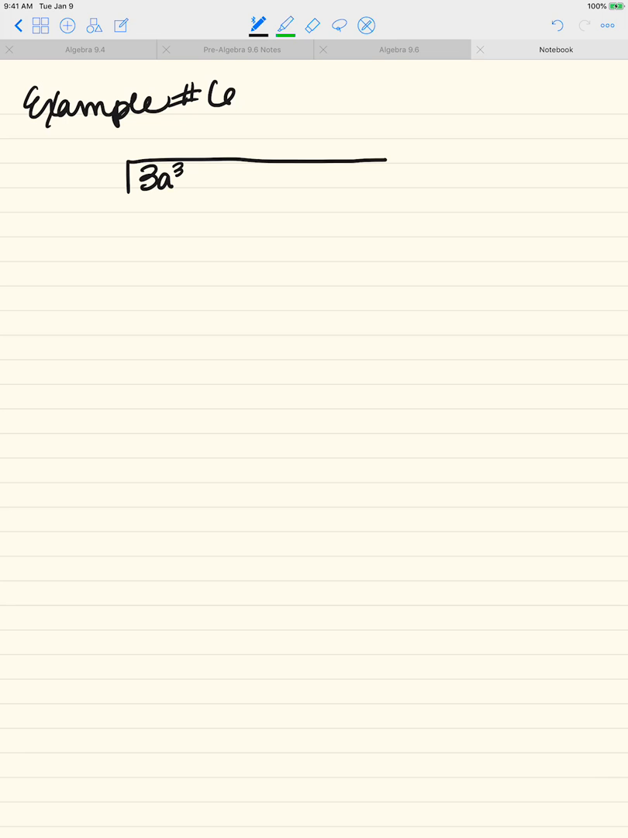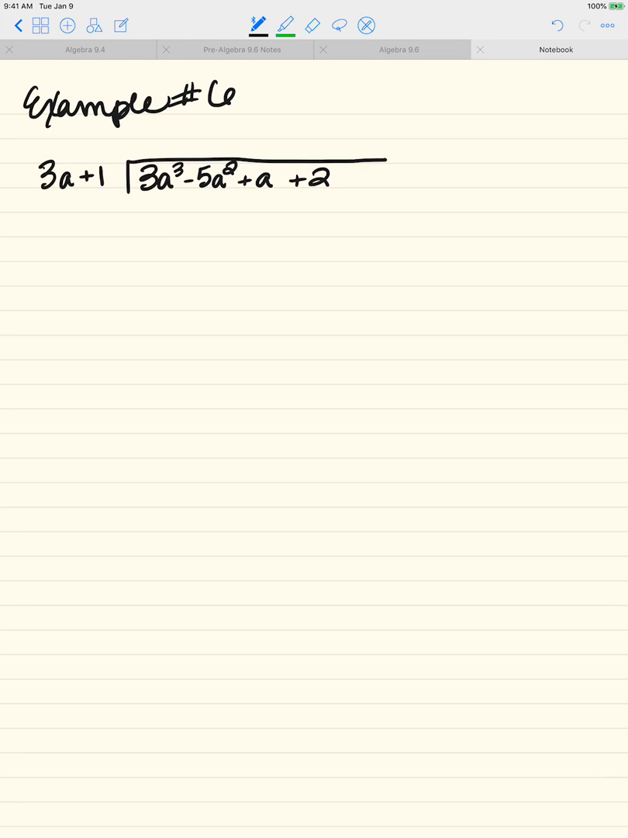3a cubed, okay? And notice in your book it says 3a cubed plus a minus 5a squared plus 2. You have to arrange your polynomial in the correct order, descending order of your exponents, or else you will get something very off. So 3a cubed minus 5a squared plus a plus 2, and we are going to divide that. In our book, it says divide it by 1 plus 3a. Make sure you write that in the correct order as well. 3a plus 1.